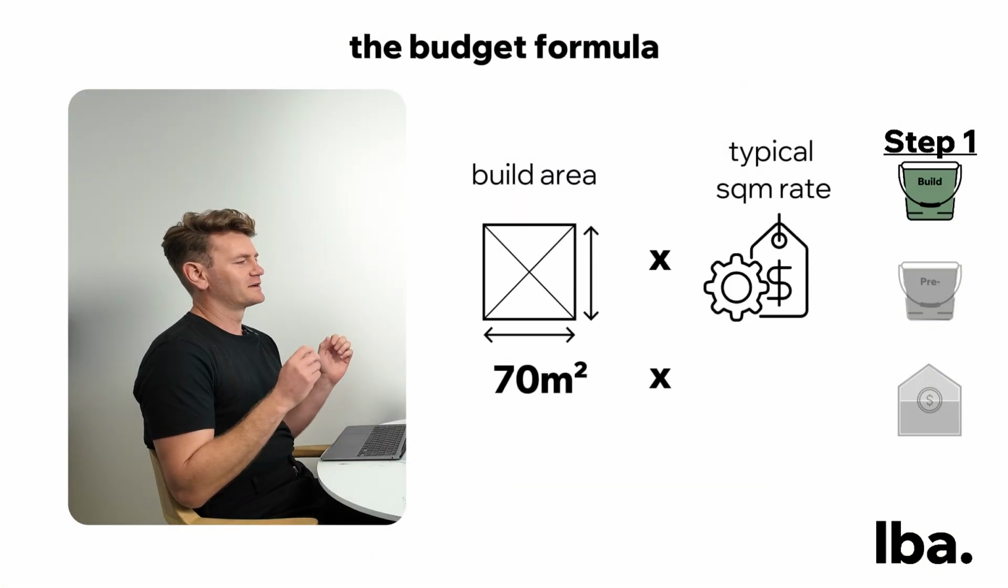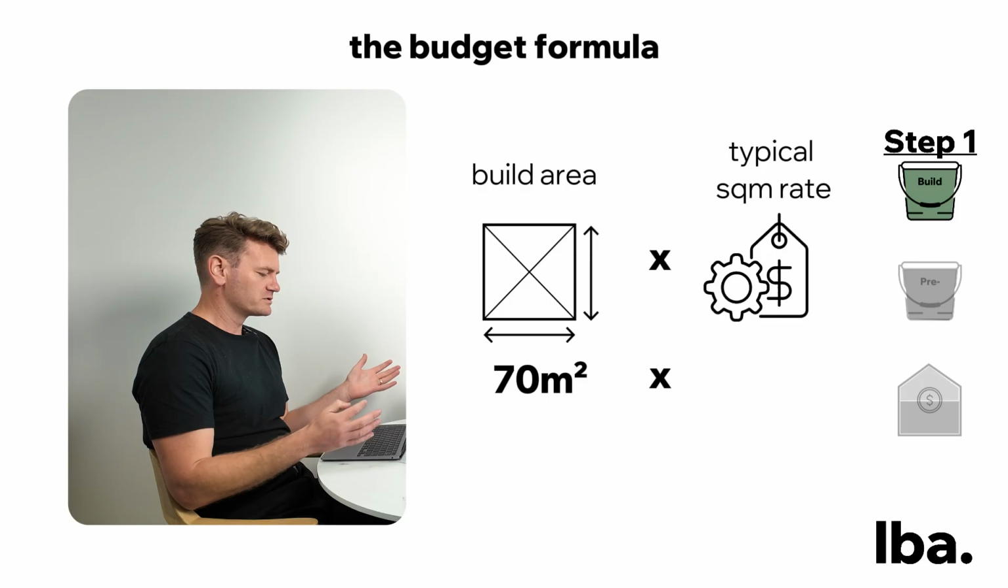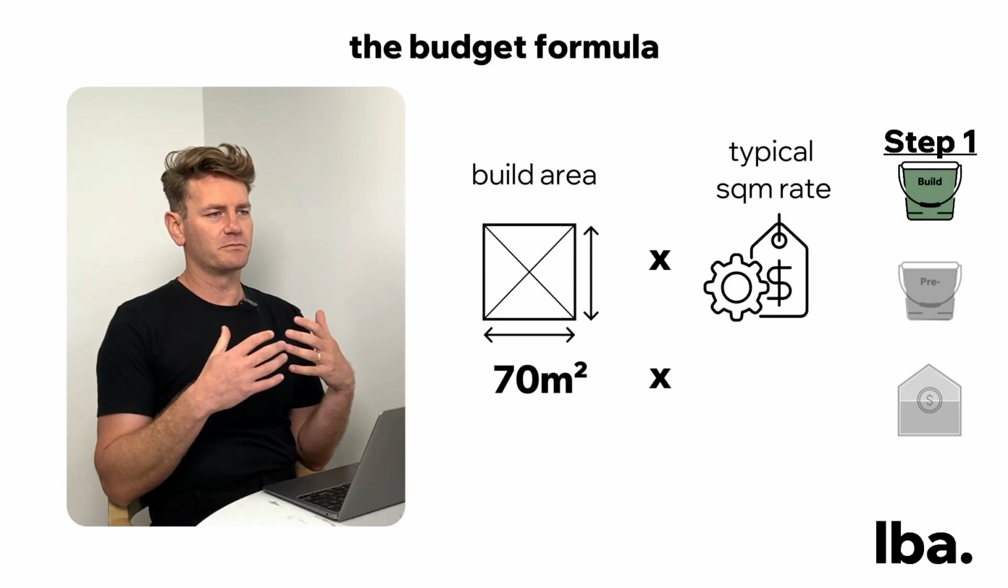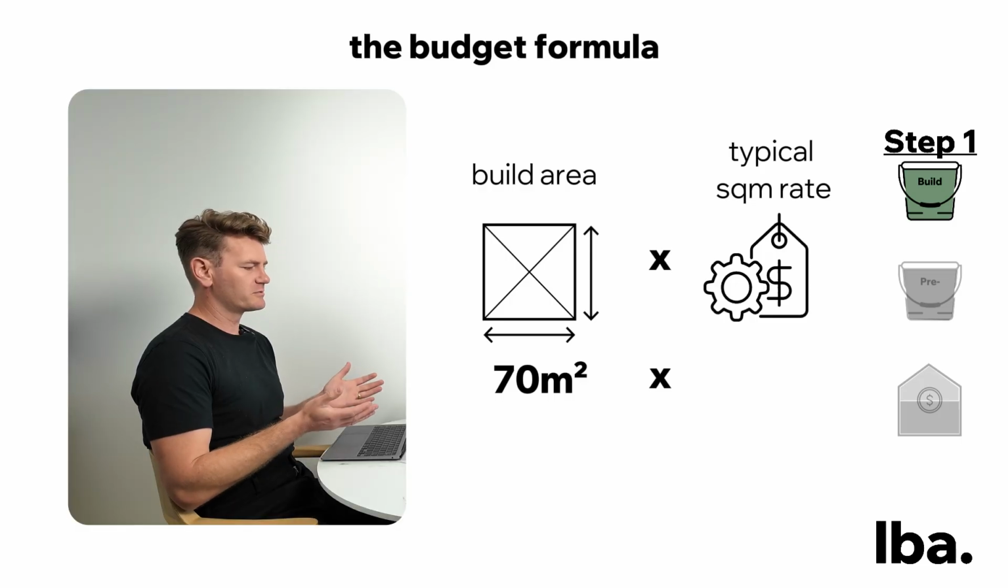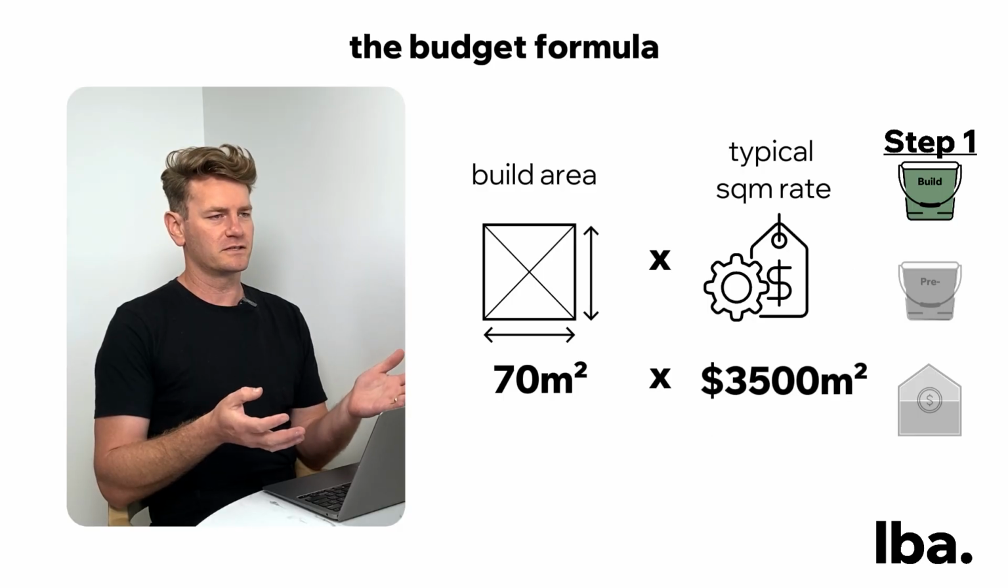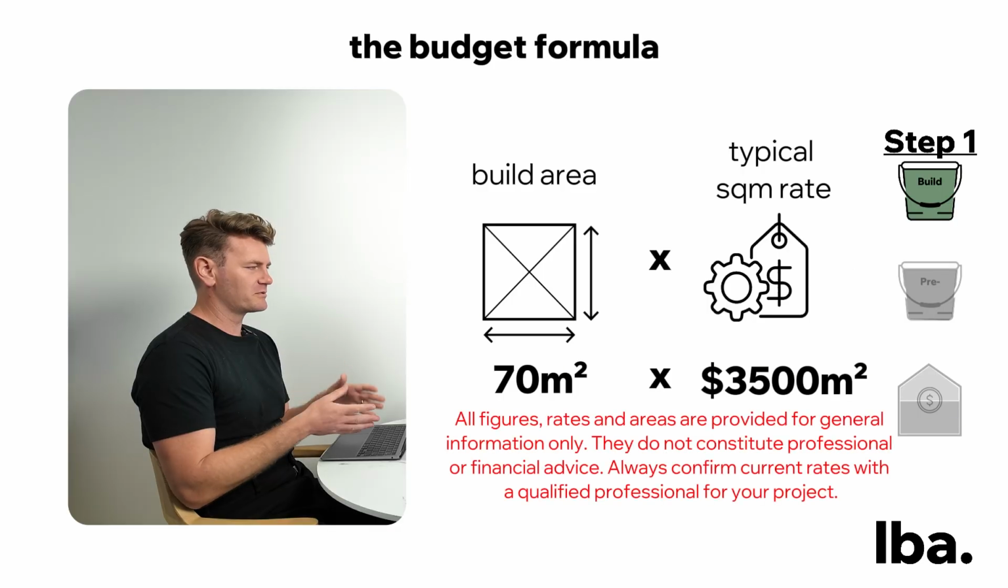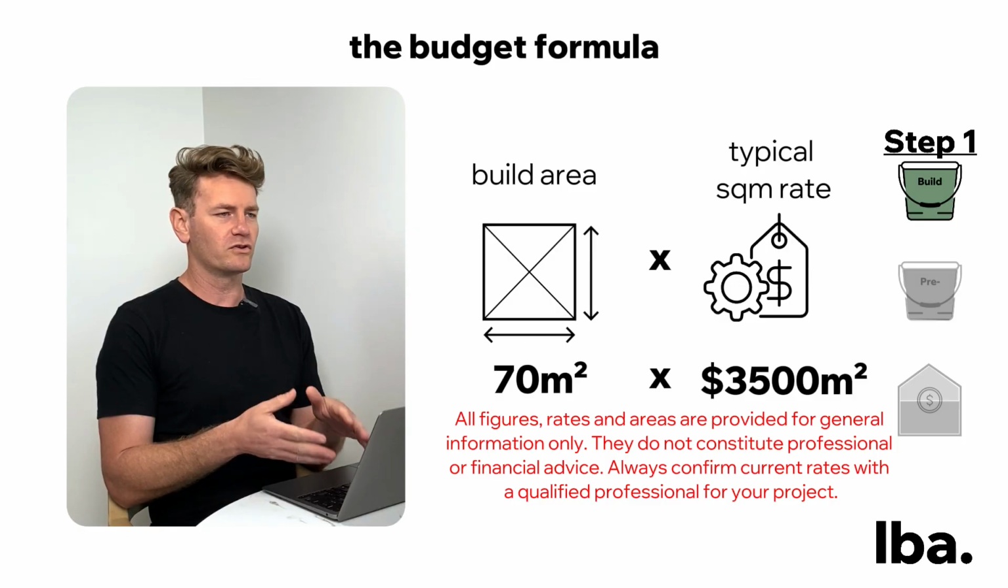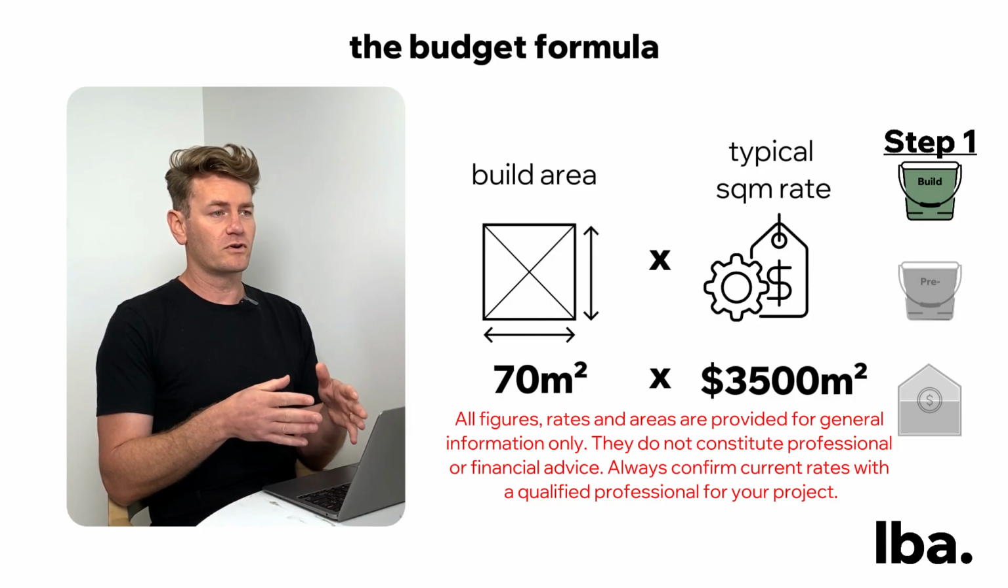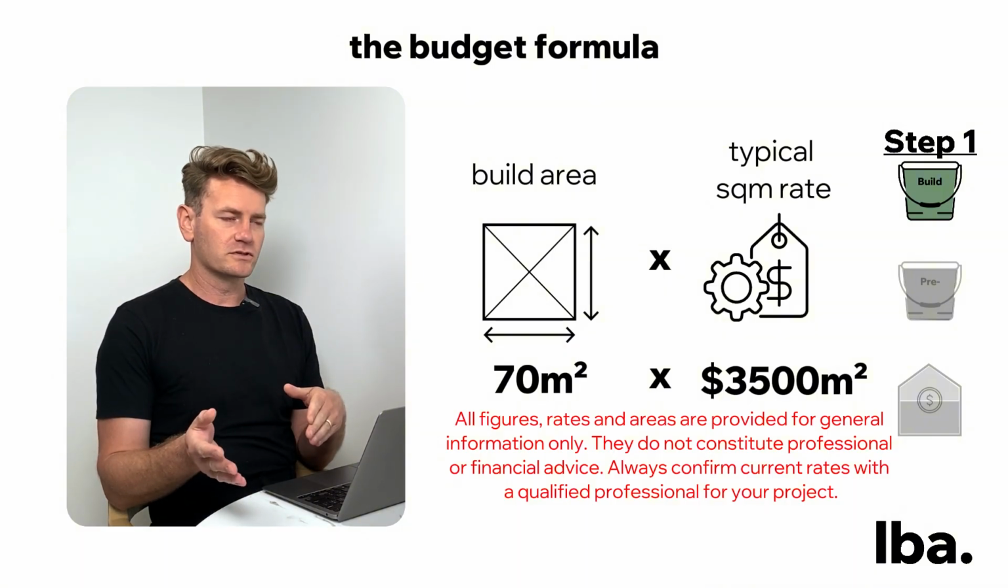So now we've got a scope. Then all we do is we multiply that by a typical square meter rate. Let's say in this example, we allow for $3,500 per square meter. This is just an example that we're giving you. What applies to your location will be different. So if you need more guidance on that, there's plenty of resources online.